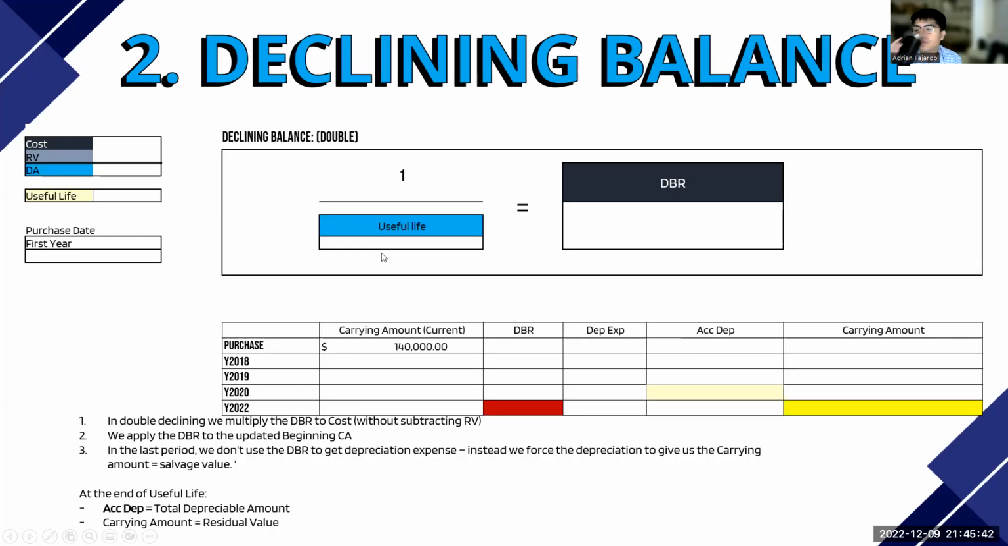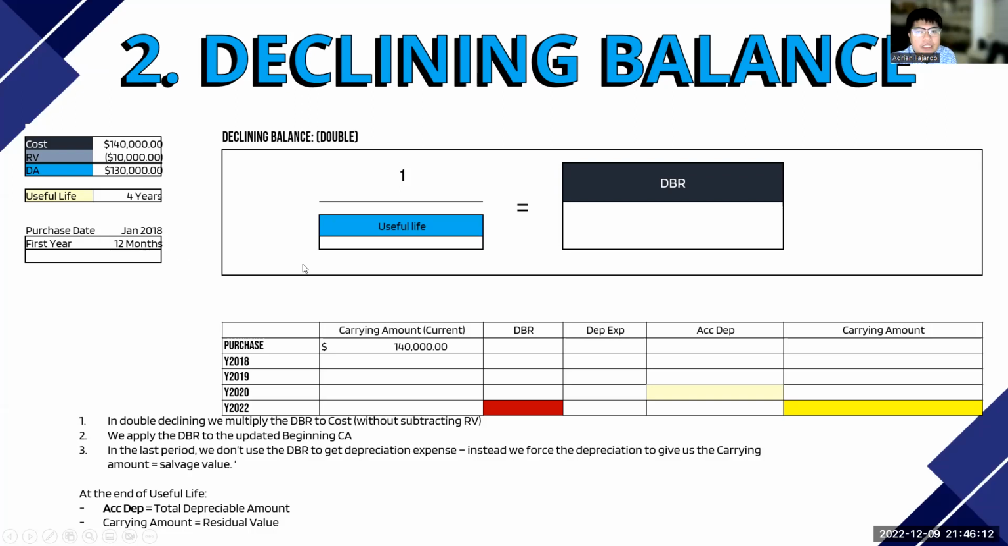So let's solve. Your cost for boss 2 is 140,000. Your RV is 10,000. So your depreciable amount is 130,000. Your useful life is 4 years. That was purchased January 2018. So again, swerte tayo. Swerte kasi hindi mid-year purchase. Kung hindi yan mid-year purchase, you can expect all of your DBRs to be at 50%. Right? Kasi first year niya is 12 months.